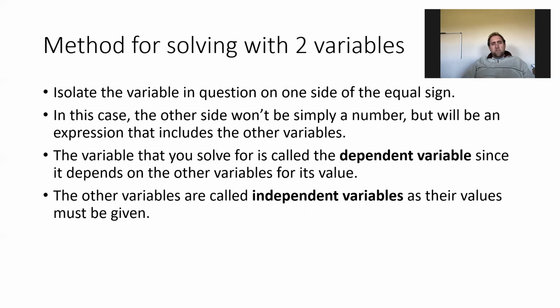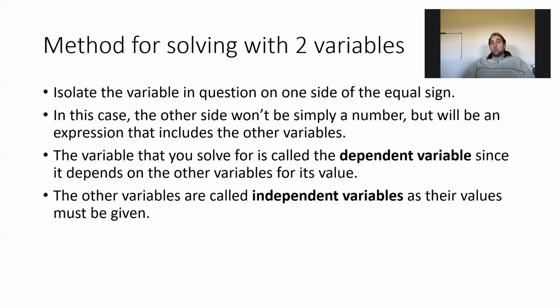The method for solving with two variables is exactly the same. You isolate the variable in question on one side of the equal sign. That's what we did last time. That's what we did this time. The only difference is the answer won't simply be a number, but will be an expression that includes all of the other variables.